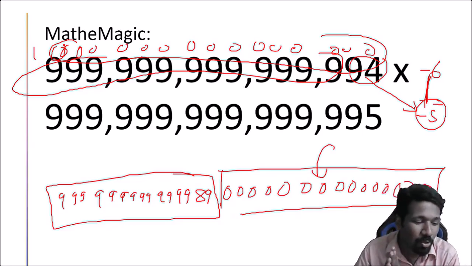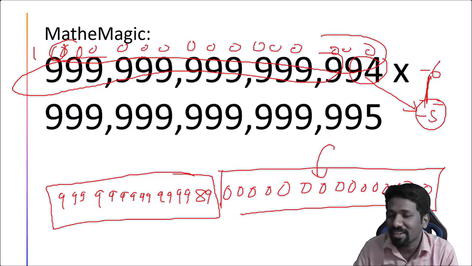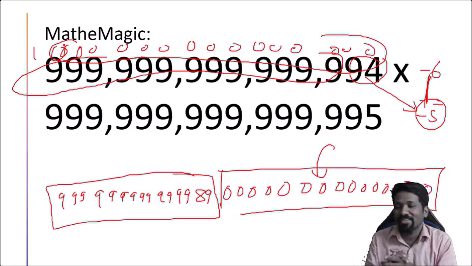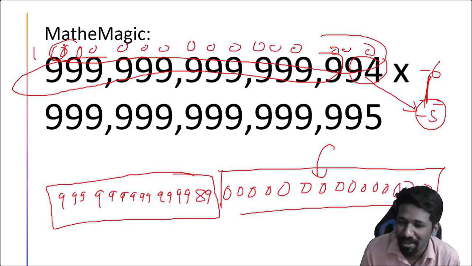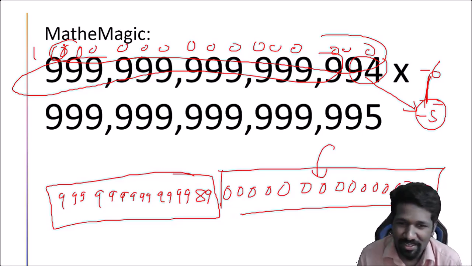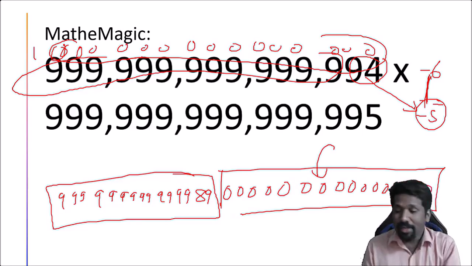You people also tell your friends that math is interesting. Show them math is interesting. If we just tell them, they will not believe it. So show these things. Math is fun. Math is magical. Okay, is it clear? Any doubts?